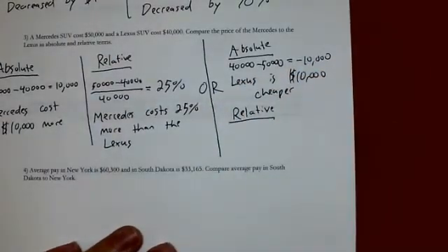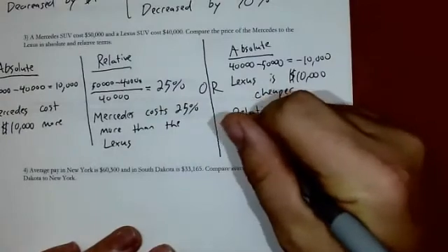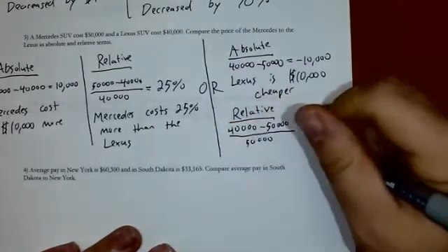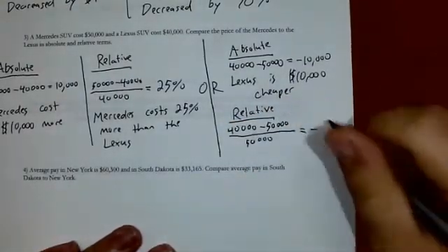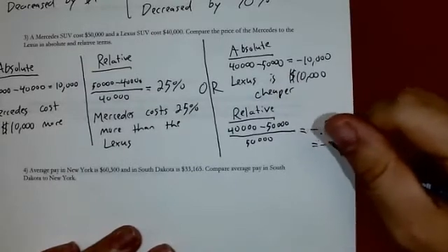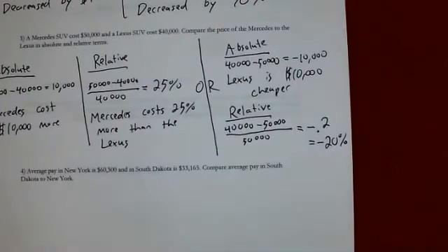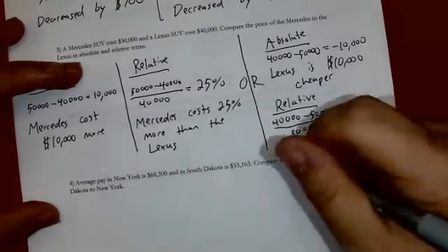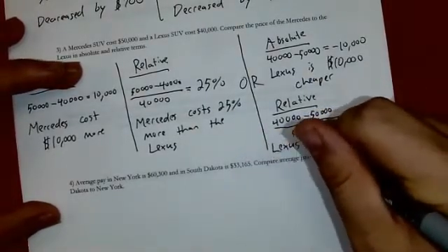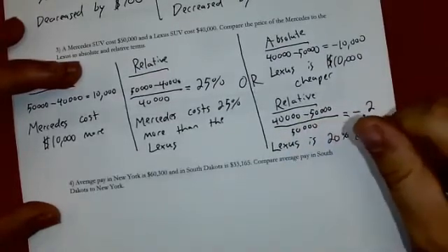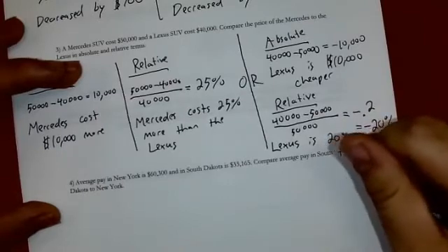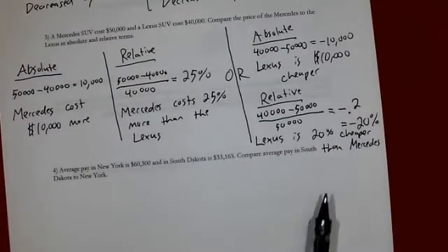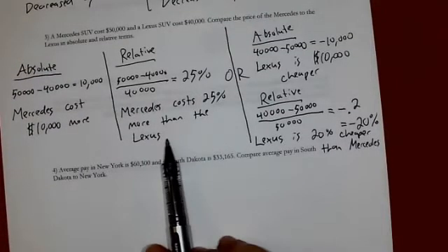In terms of the relative amount, if I do it this way, I'm not going to get 25%. If I compute it in this direction, I get negative 0.2, which is negative 20%. So we can say the Mercedes costs 25% more than the Lexus, or we can say the Lexus is 20% cheaper than the Mercedes. So those are different percentages. So we got to be very careful here when we're comparing two objects.